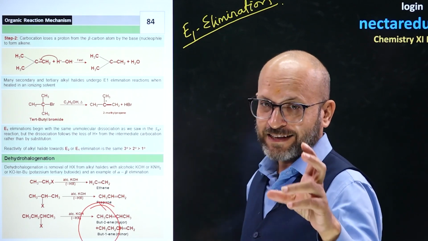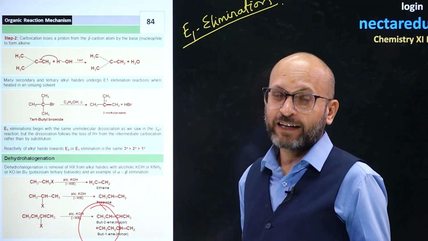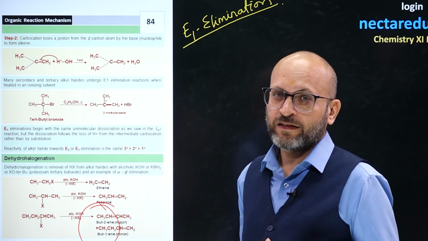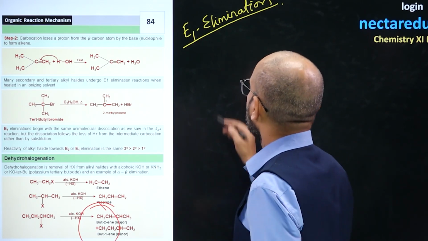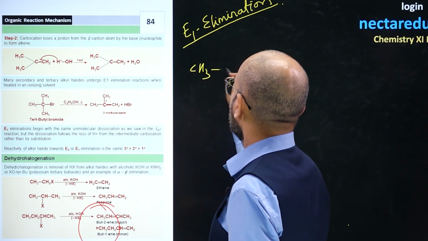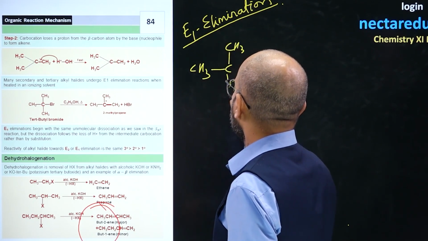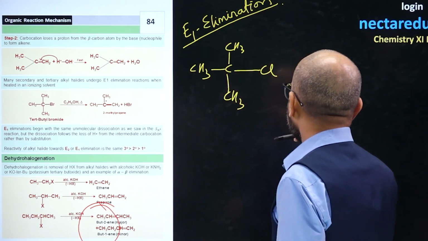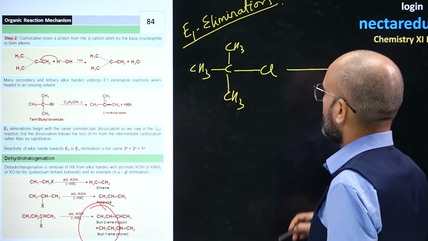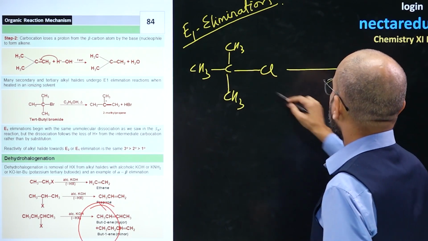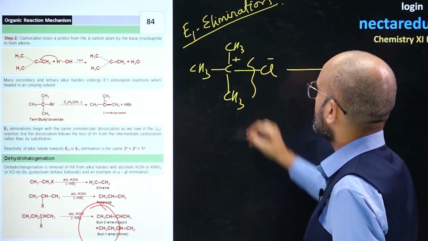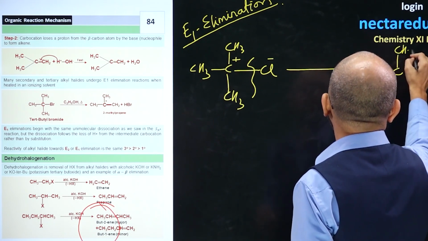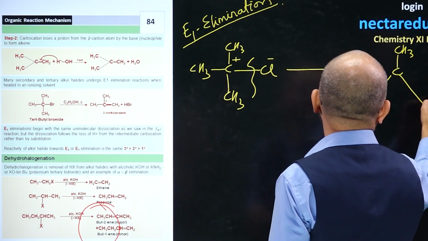If it has to happen in tertiary alkyl halides, then we need strong bases and high temperatures. Alright, so let us see. If we have an alkyl halide like this, and an E1 elimination reaction is happening, a carbocation will be formed. This bond will break, Cl minus leaves, due to solvolysis, and we get a carbocation like this.